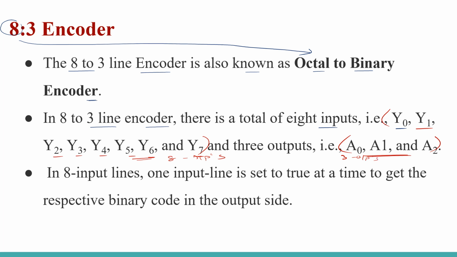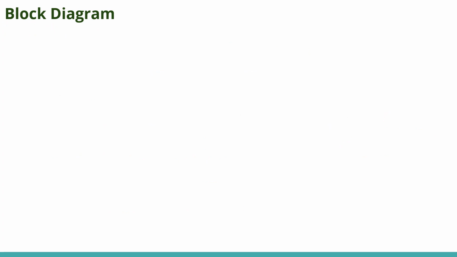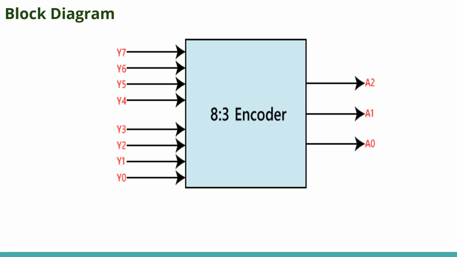In the 8 input lines, one input line is set to true at a time to get the respective binary code on the output side, same as the 4:2 encoder. So the block diagram representation of the 8:3 encoder is shown in the figure. So now see, totally 8 inputs and 3 outputs.